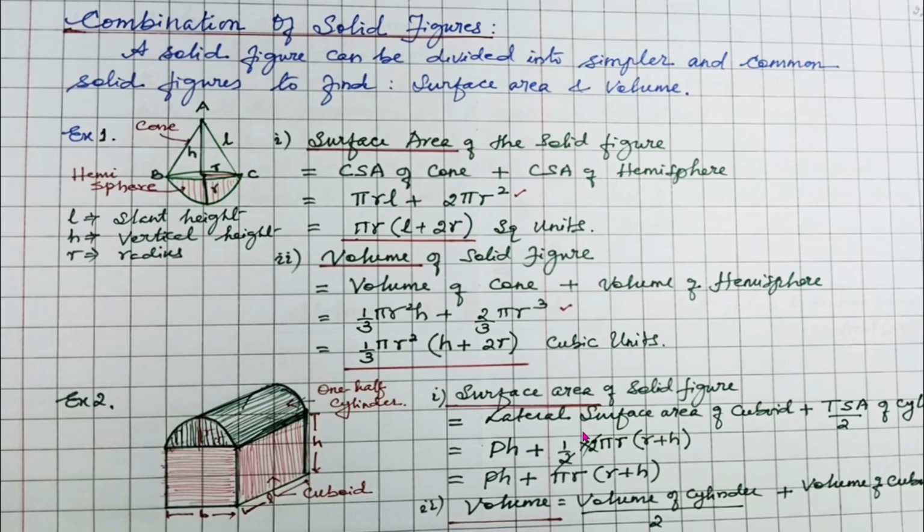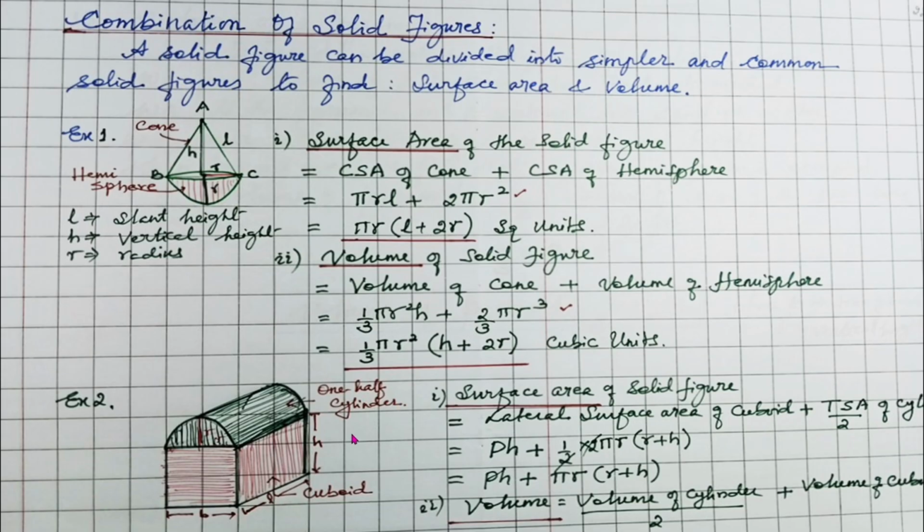Now, the lateral surface area of a cuboid, already you know that it is 2(l plus b)h, and the total surface area of a cylinder, you know that it is 2 pi r (r plus h), half of that, then we get the sum pi r (r plus h), and that is how we find out the surface area of a solid figure.